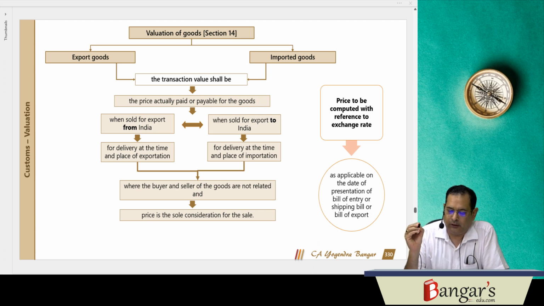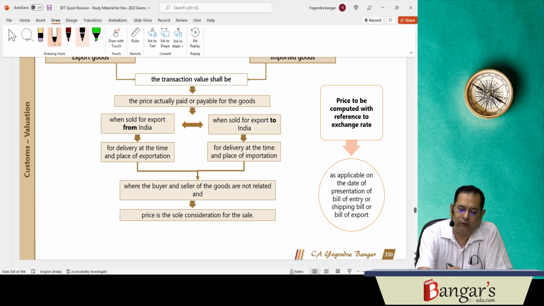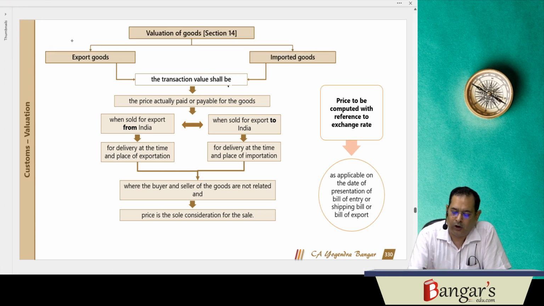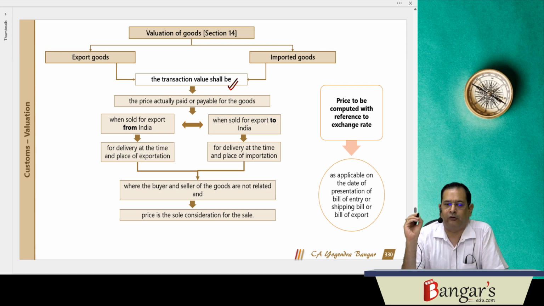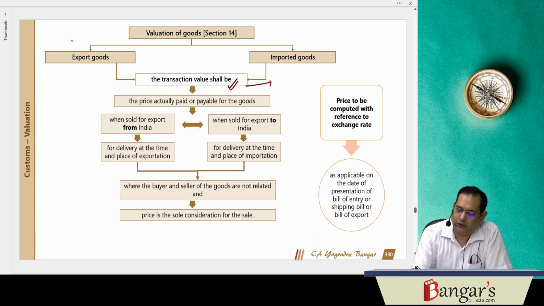So fundamentally, what will be the value? The value will be the transaction value. Whether it's in case of imported goods or export goods, the value is the transaction value. That is the price actually paid or payable for the goods. It is the invoice value, that is the price actually paid or payable for the goods.